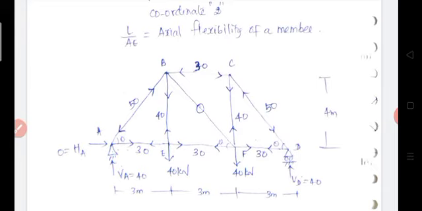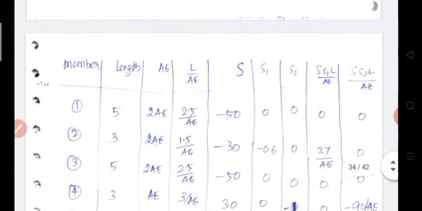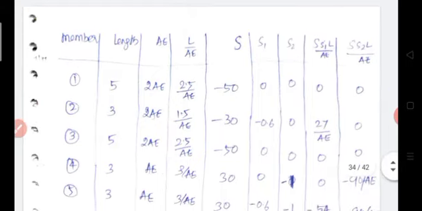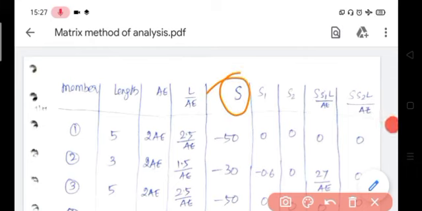First, again we should make a table like this. Member, length, L by AE, member force due to external loading S, member force due to unit load applied at coordinate 1, S1, member force due to unit force applied at coordinate 2, S2. Then capital S small s1 L by AE, capital S small s2 L by AE. Now we already found S1 and S2. So we only need this capital S value, member force due to external loads.